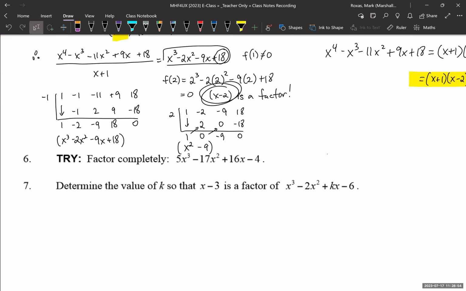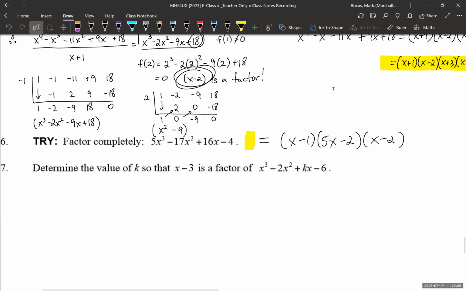Why don't you try number 6? Pause the video and we'll list the answer. All right, so there's your answer there, x minus 1 times 5x minus 2 times x minus 2. If you did not quite get that, then ask me in class, and we can go over the steps step by step again.